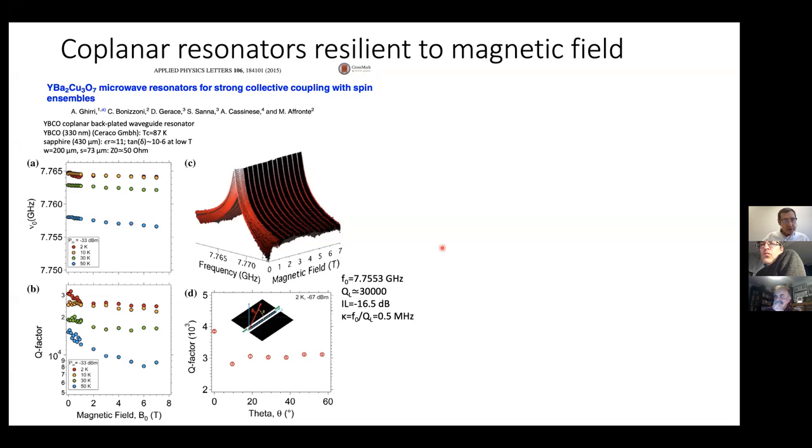Our approach is to use commercial superconducting YBCO films. YBCO is not much used for devices, but I would say it is a very good superconductor to realize resonators, because it's particularly ideal to work with magnetic systems since it's very resilient to magnetic field. Here you can see that we can achieve a 10 to the 4 quality factor, and this quality factor is essentially maintained also in very strong magnetic fields, of the order of 7-8 Tesla that we tested, and the quality factor is still pretty good. Also in temperature it is very good.